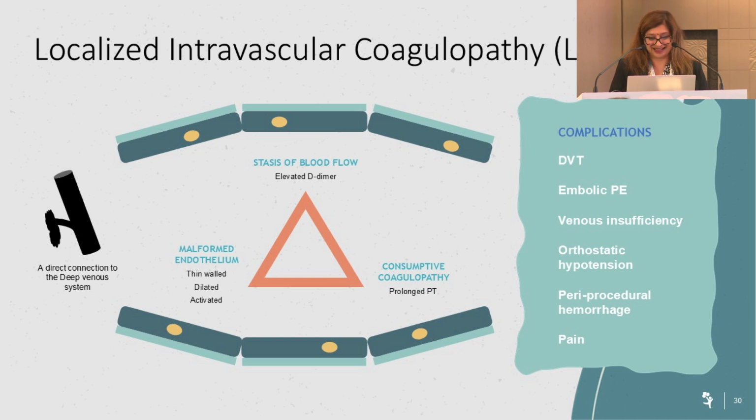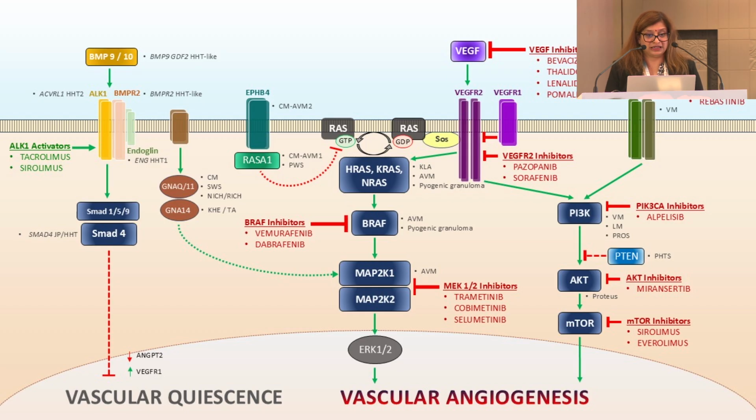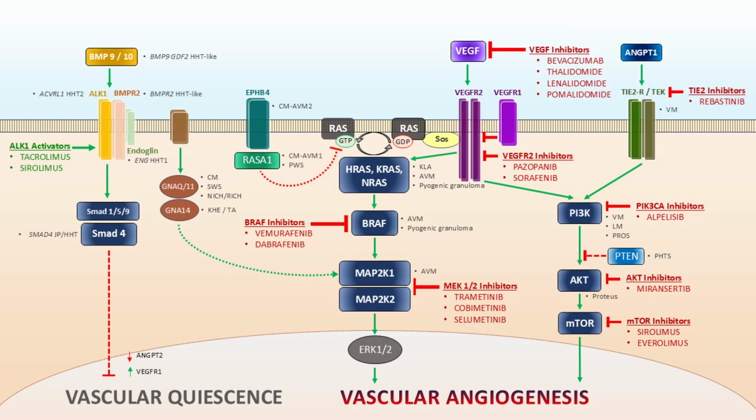And so in order to actually manage this in our patients before we treat them, we put them on anticoagulation prior to the procedure to really calm down the coagulation cascade. And that usually does help them quite a bit. And again, I'm just going to leave you with this picture here. This is our pathway of vascular quiescence and vascular angiogenesis, and the pathways that have all been mentioned here.